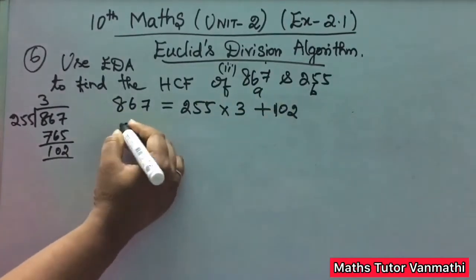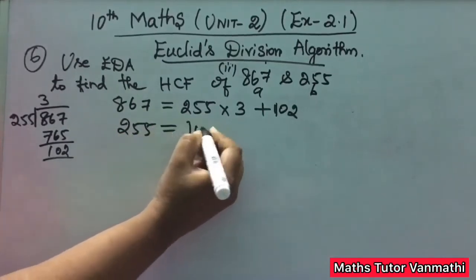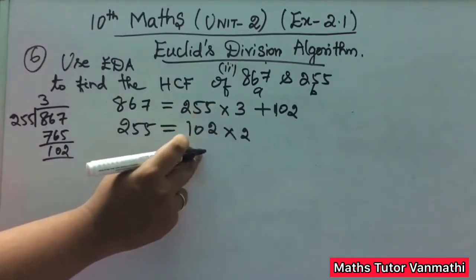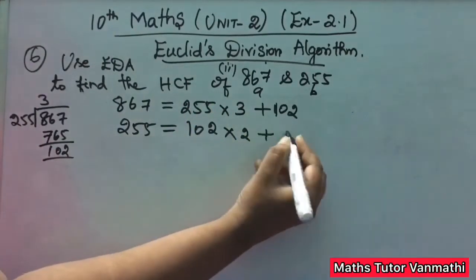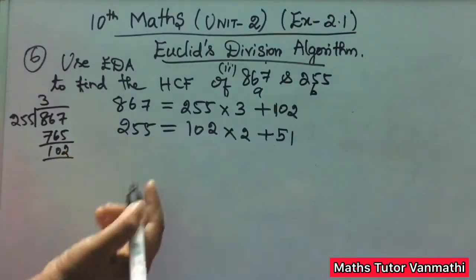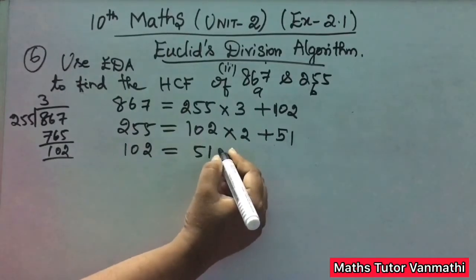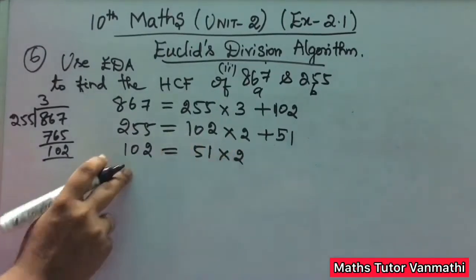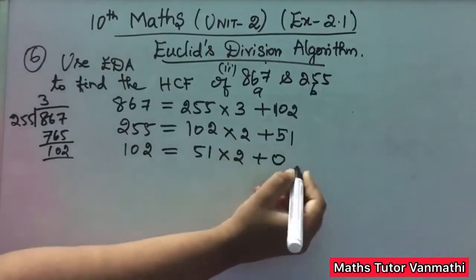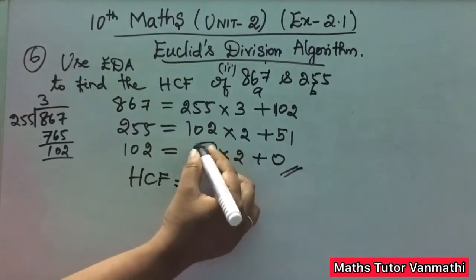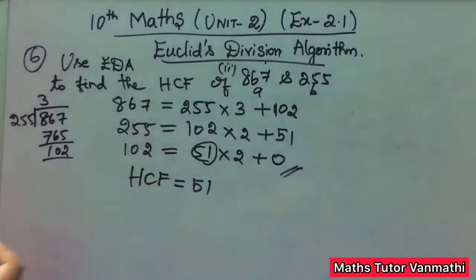So repeating the process. 255 is equal to 102 into 2. 2 twos are 4, 2 ones are 2. 204 is coming, so 204 plus 51 you get 255. Again repeating, 102 is equal to 51 into 2. 2 ones are 2, 2 fives are 10. 102 is coming, plus 0. So we got the remainder 0. Our HCF value is your B value. That is, 51 is the highest common factor of 867 and 255. Clear?